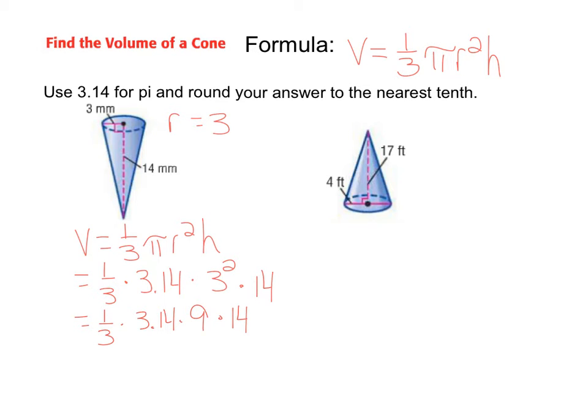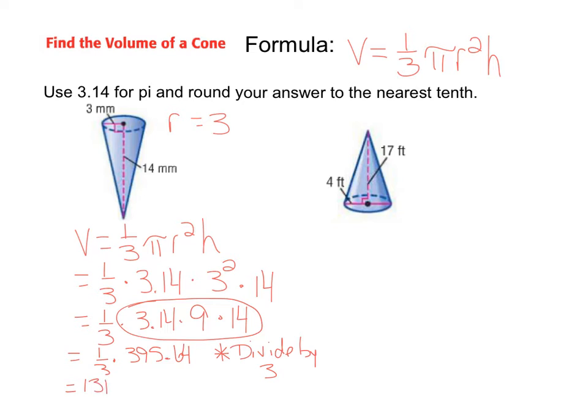Now here's what I want you to do. This will make this a little simpler for your calculator. You're going to do all the multiplication first, okay? So you're going to do 3.14 times 9 times 14, and you get 395.64. And then what does it mean to take 1/3 of something? It means to divide by 3. So the last thing you're going to do is divide by 3, and you get 131.88, which is 131.9, and this is millimeters cubed because it's volume. Okay, so your last step, because of this 1/3, is going to be to divide by 3.